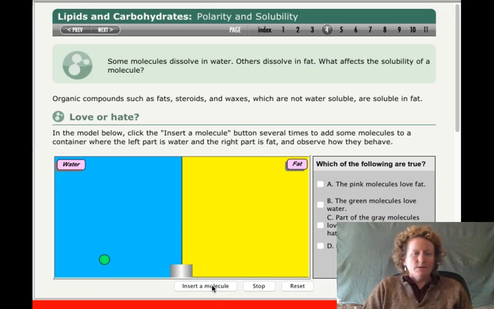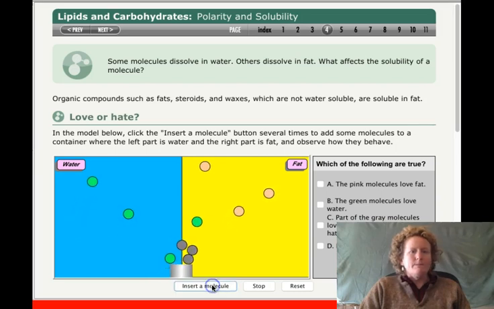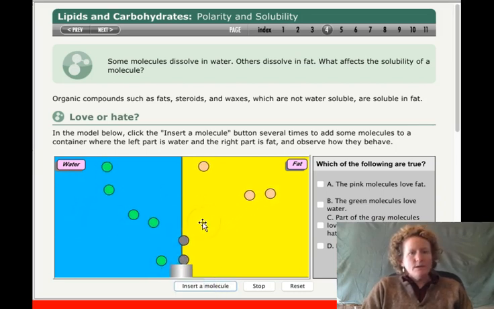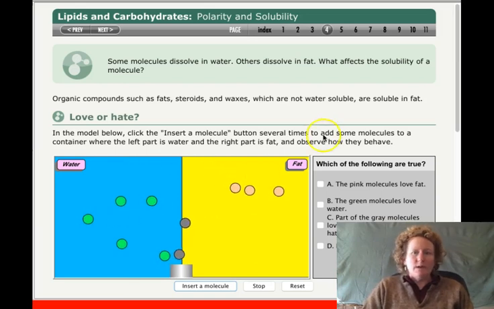Okay, so the green one seems to go over to the water. If it's green, it likes to go to water. If it's pink, it looks like it likes to hang out on the fat side. If it's gray, it looks like it doesn't really have a strong preference. It kind of hangs out at the border. So maybe it's half and half. So the greens, they'll head over here, and then they'll just head right back to water.